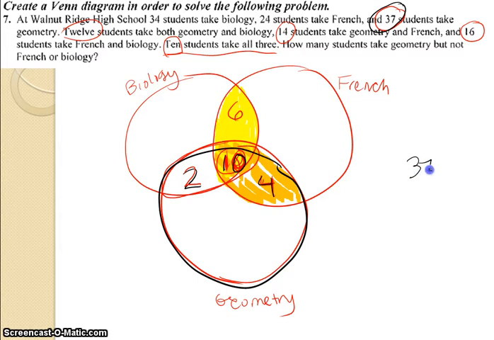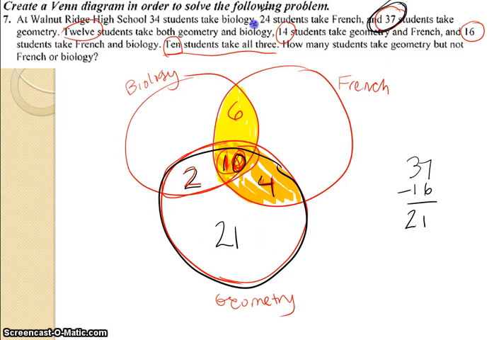So if I do 37 and I subtract 16, I'm left with 21 that should go here in the only geometry bubble. So 21 plus 2 is 23, 33, 37. That gets me to the total number that take geometry, and I have the right amount in every quadrant.